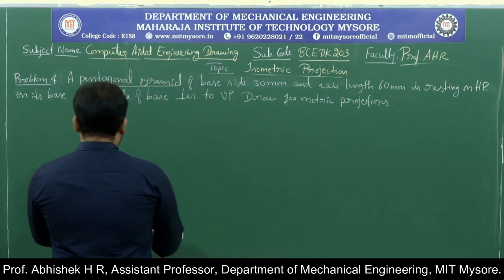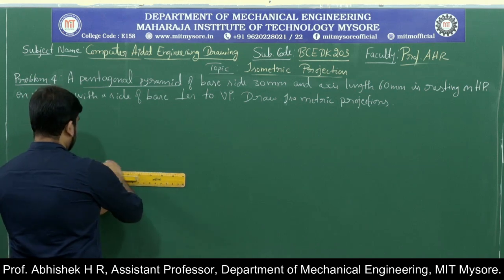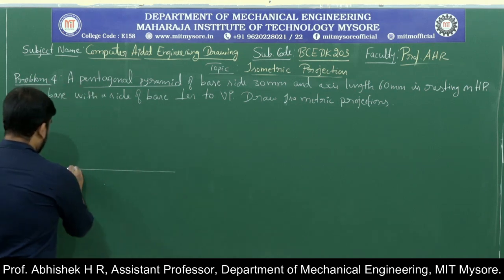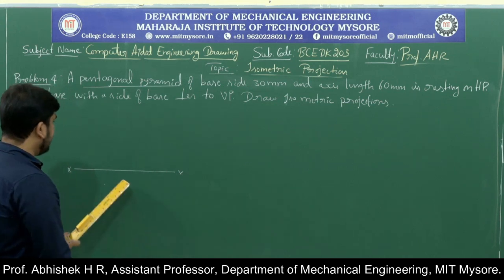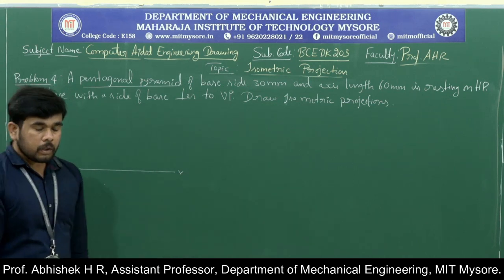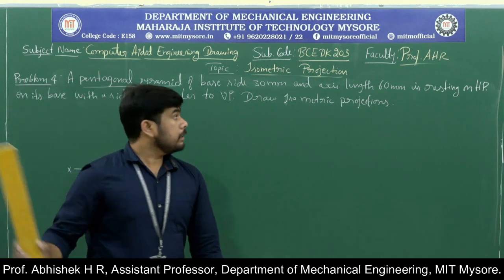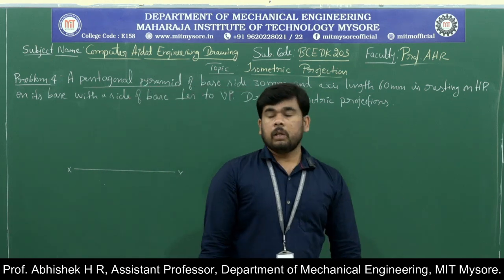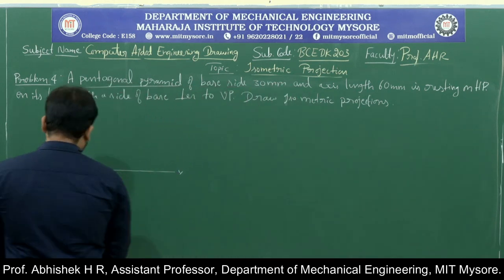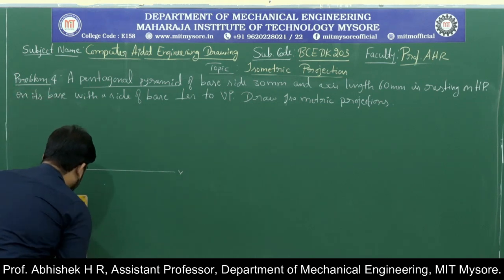So now I'll take a reference line XY. Fine. Now I need to draw the top view first. So in the top view, what is the side? They have given 30 mm sides. So now I'll draw the pentagon with 30 mm sides.